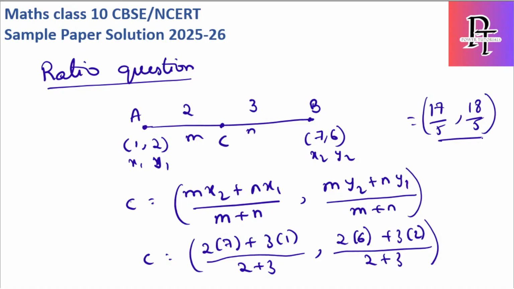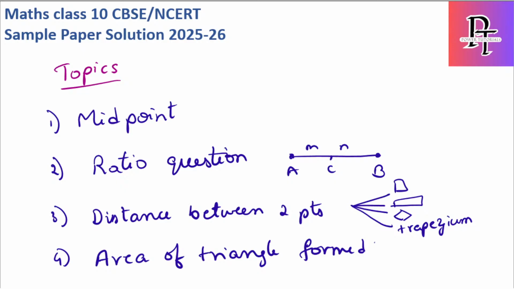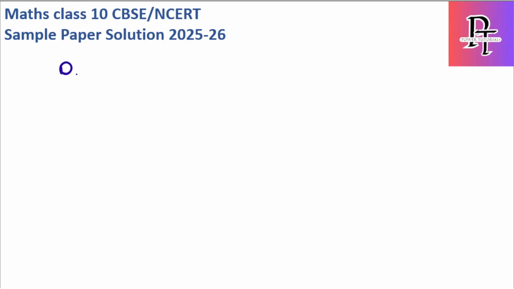Okay, this is the second topic from this chapter, which is ratio questions. They will give you a ratio, or else they will give 2 points and say that one point is dividing in the ratio m:n, and you have to find that point, or else they can give you the points and a point and ask you the ratio. It can be in 2 ways. Okay, let's see the third topic, which is distance between 2 points.